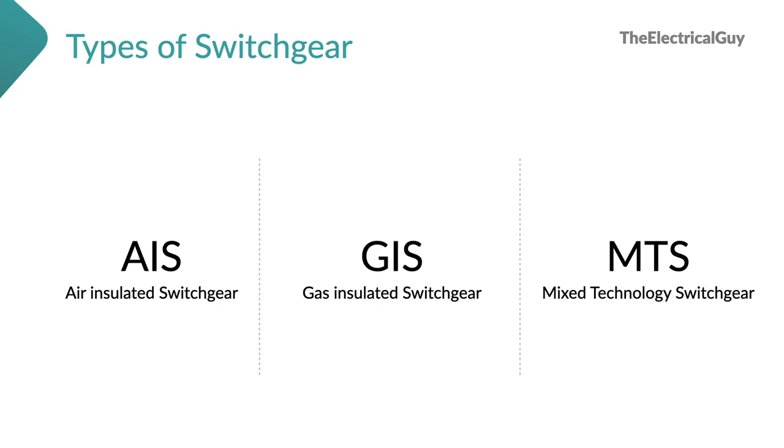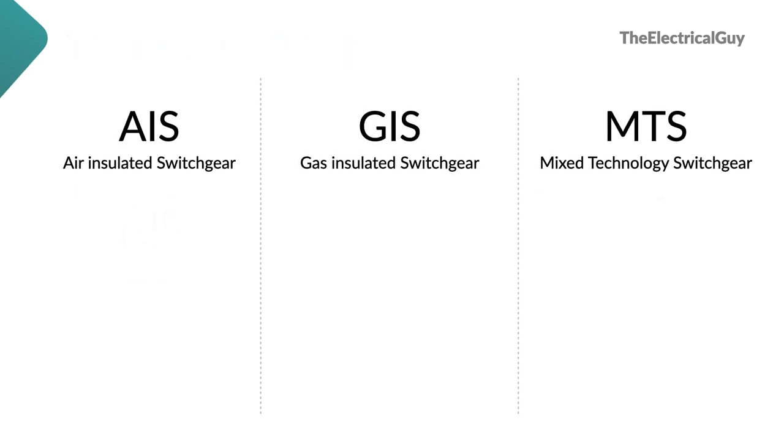Now please make one thing clear in your mind. These are the types of switchgear and not types of substation, right? You can say that I have used AIS in my substation, but that doesn't mean it is an AIS substation. It is a substation with AIS type of switchgear, right? So please make this clear. These are the types of switchgear and not types of substation. Types of substation we saw in the last slide. Clear? So now let's see what these different types of switchgear are.